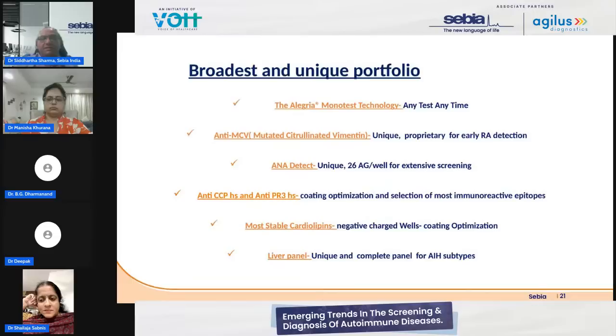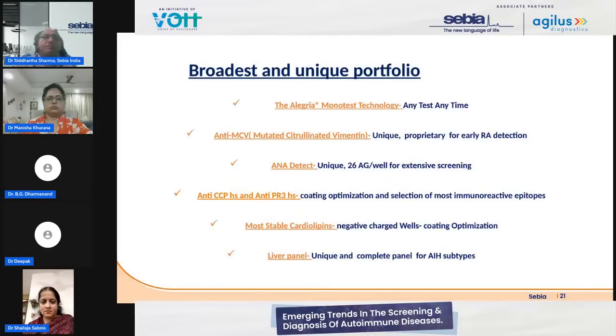I've already elucidated that. ANA detect. So this is a sort of a complement to IFA testing. So this is an ELISA testing used for basically ANA detection. So this has a unique 26 antigens which are coated in the ELISA well. So all the main nuclear and the cytoplasmic antigens which are detectable by immunofluorescence, the same antigens, lysate is coated on the well for detection of ANAs.